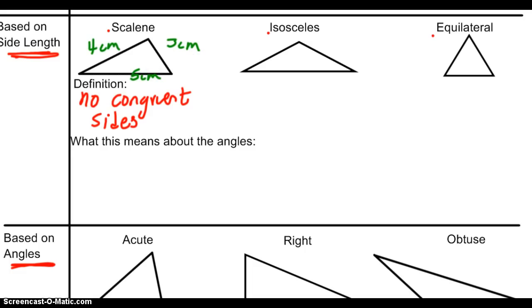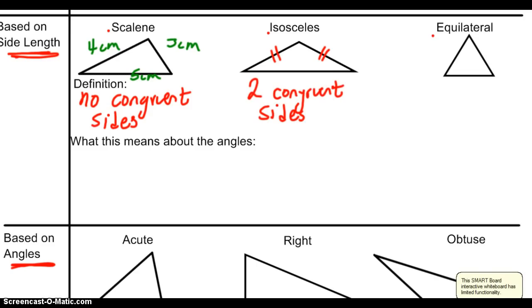On the other hand, an isosceles triangle has two congruent sides. So maybe this side and this side are congruent. So it's got two congruent sides. So if you'd make up side lengths for those, maybe they would be, I don't know, 5 centimeters, 5 centimeters, and I don't know, 8 centimeters.